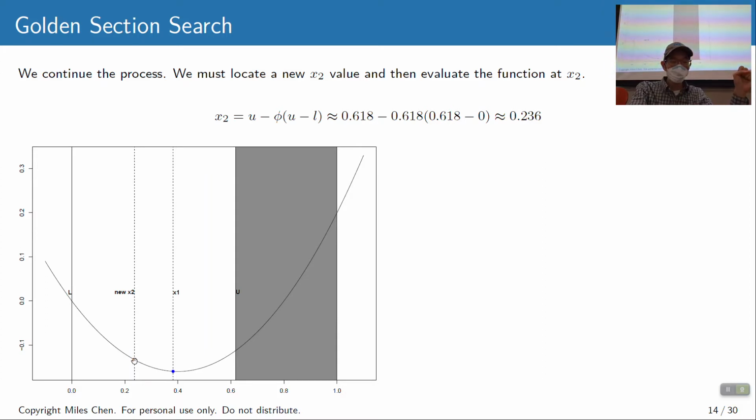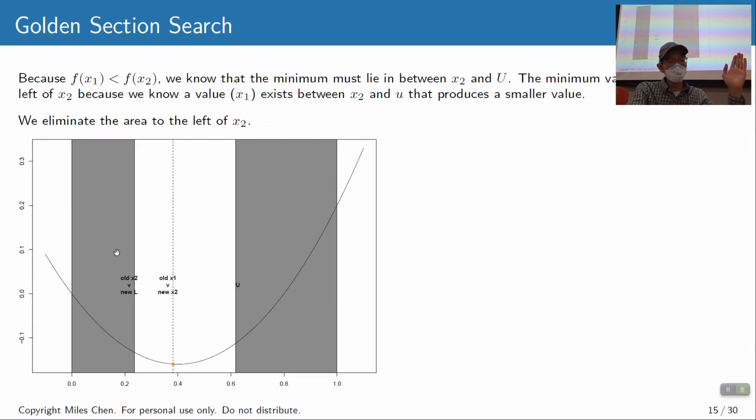I'm going to say, okay, what is this value? I say, okay, it ends up being higher than x1. So using, again, the same logic, we know there's a minimum value between the lower and the upper bound, and we know it's not going to be to the left of x2 because there's already a point to the right of x2 that's lower. We're going to throw away everything to the left of x2. So I'm going to just eliminate this side over here. Okay, and so this is my new thing.